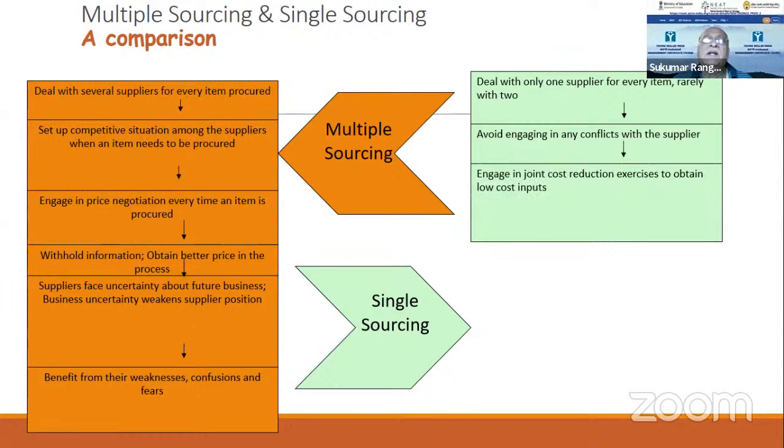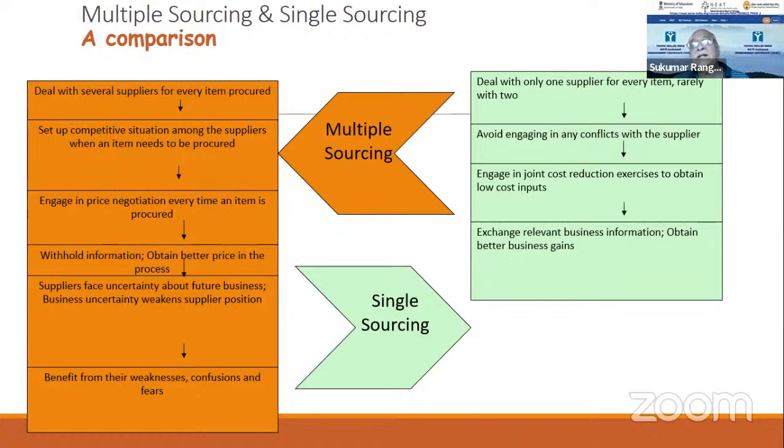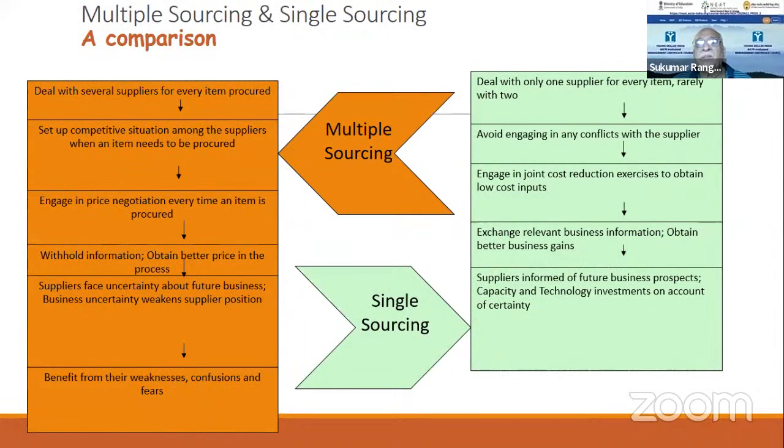You engage in joint cost reduction exercises. This is what happens in Japan most of the time. Every time they look for how much reduction you're able to do this year. Instead of talking about high cost increase, they'll ask how much reduction you're able to do based on certain improvements in your process, the gains which you get from your own vendors, and many other things. So that can be openly talked about and worked out. You exchange relevant business information and obtain better business gains. The supplier is informed of future business prospects. This is the biggest advantage in having single sourcing.